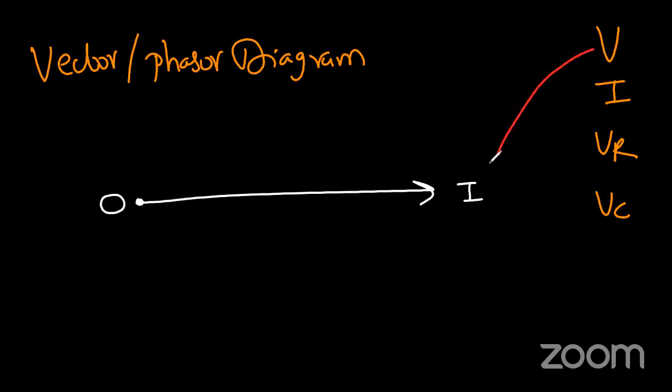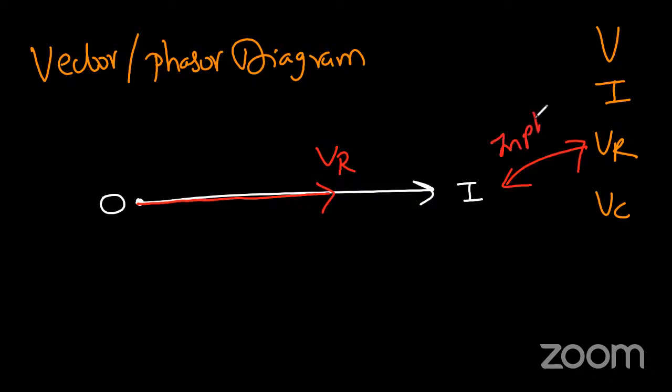Then see, I and VR: that is the resistor current. In the resistor circuit, voltage and current are in phase. So on the same line, just draw the VR. First draw the I, and VR, both are in phase, because in the resistor circuit voltage and current are in phase. So the angle is 0 degrees. On the same line, just draw the VR.